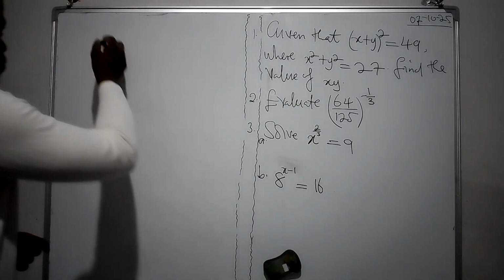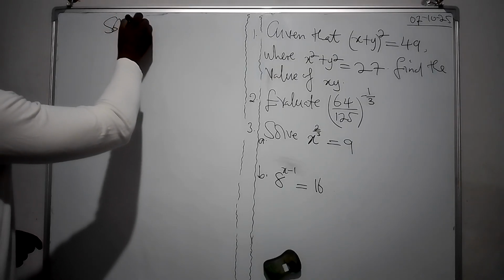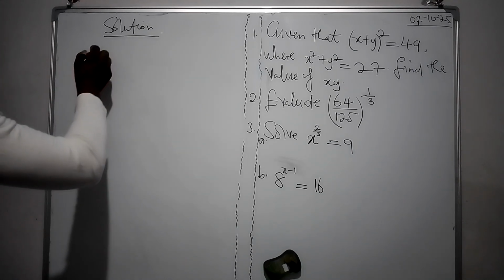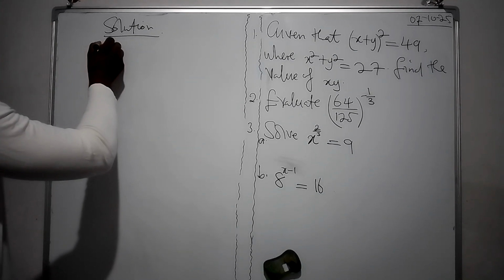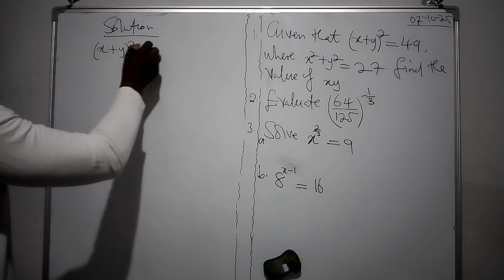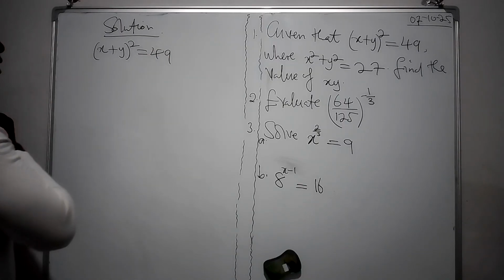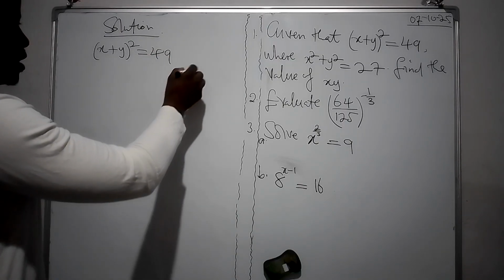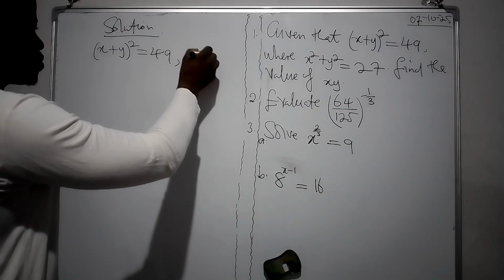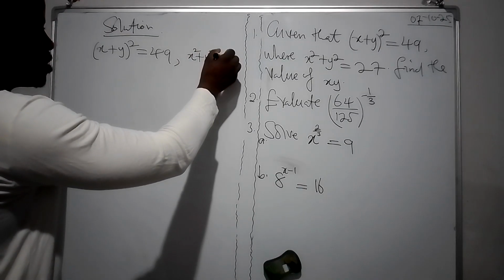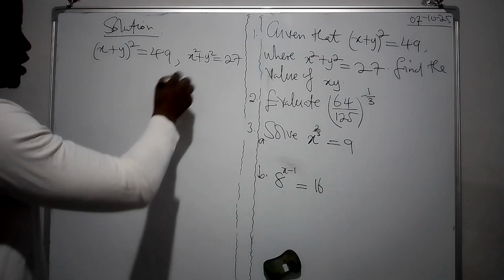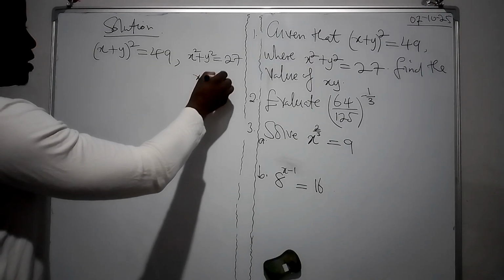So to our beautiful solution, we can rewrite the question: (x + y)^2 is equal to 49. But we know that x^2 + y^2 were given to be 27. Then we are told to find xy.